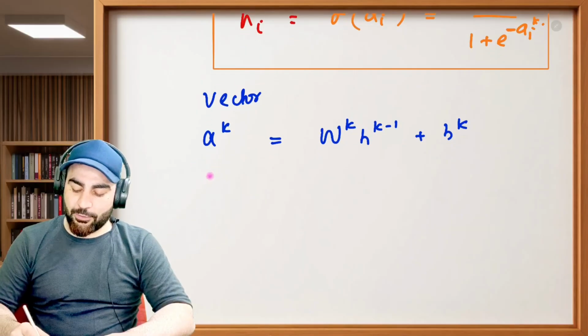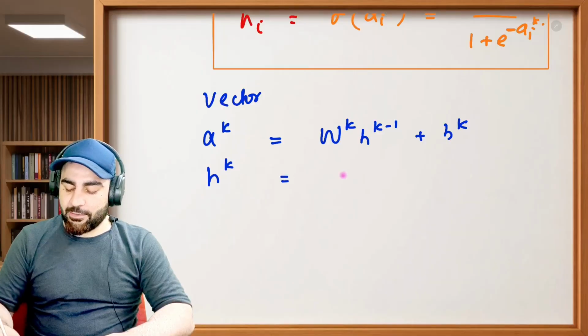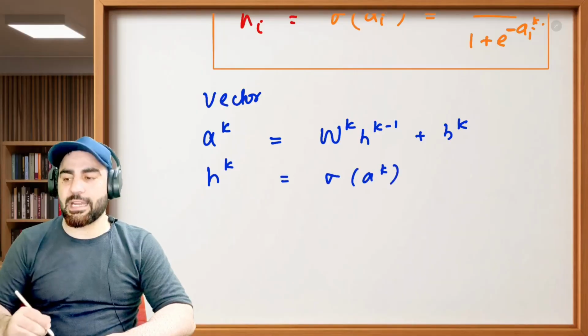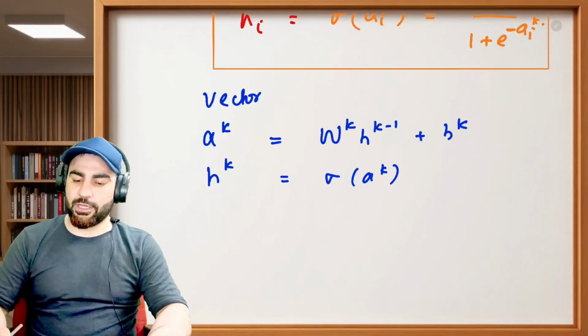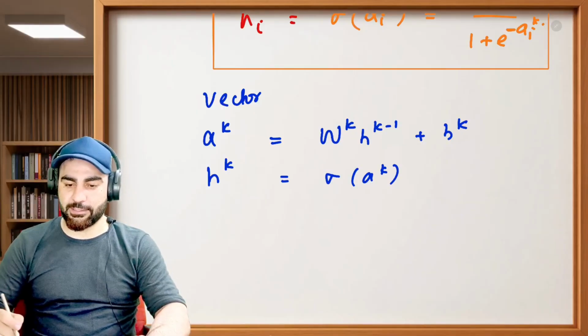And then once you have computed this, you have to now compute h of k. That will be sigmoid of ak. And how is sigmoid applied? It's applied element wise. I hope that you got the point. Use this formulation to come up with the values of these things.